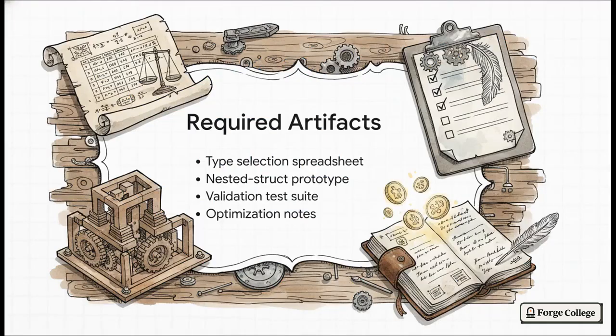Before a master builder lays a single brick, they survey their materials, right? You should have these 4 critical artifacts ready to go on your workbench. First up, your type selection spreadsheet. That's where we balanced gas costs against readability. Second, our nested-struct prototype, which basically maps out how our data will be clustered. Third, our validation test suite, packed with assertions to keep bad data out of our state. And finally, those optimization notes, detailing exactly where we can squeeze out precious gas savings. Look, these aren't just old homework assignments. They are the exact raw materials we are integrating right now.